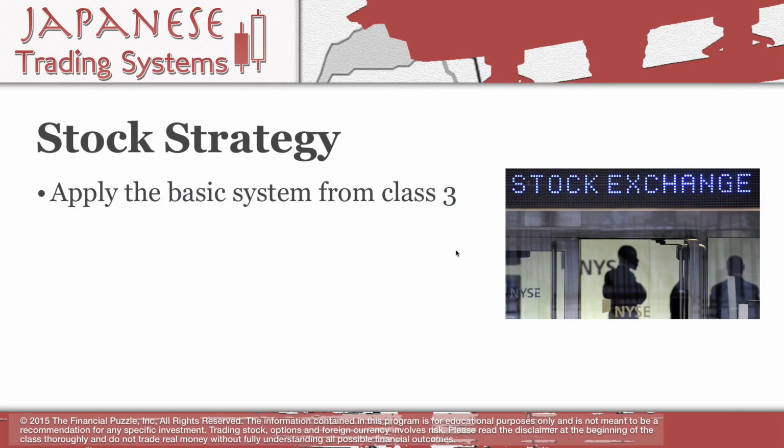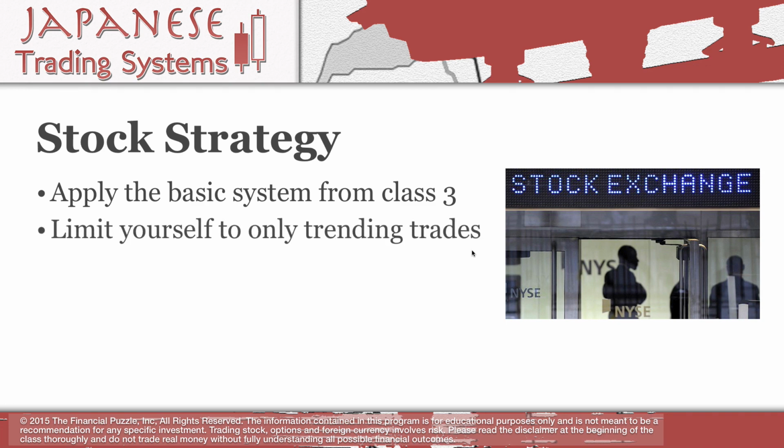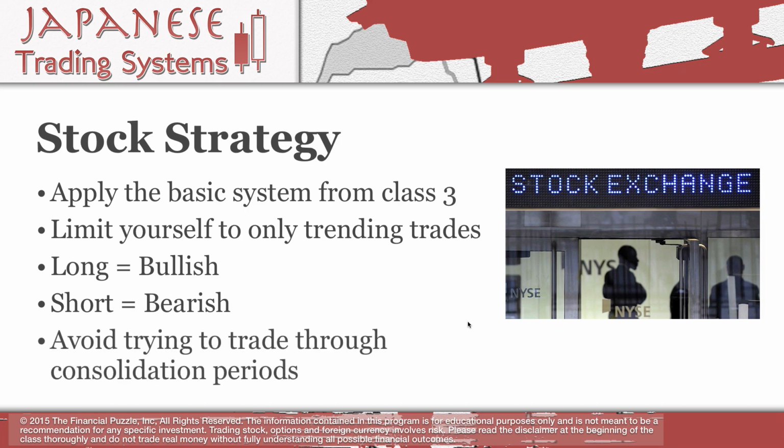Let's talk about a stock strategy real fast and how we can use that here. With a stock strategy, you simply apply the basic system from class number 3, the last class that we looked at here. Limit yourself to only doing trending stocks. If you're going to be bullish, you're going to trade long, you're going to buy the stock. If you're going to be in a bearish trade, you're obviously going to have to short the trade. And then, of course, avoid trying to trade through consolidation periods. Very basic principles here. Buy long for a bullish trade, sell short for a bearish trade, avoid consolidation, use the clouds, and it becomes a very good stock trading system.